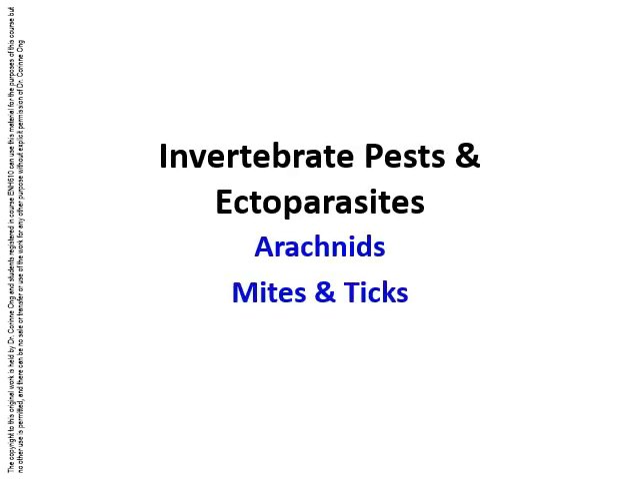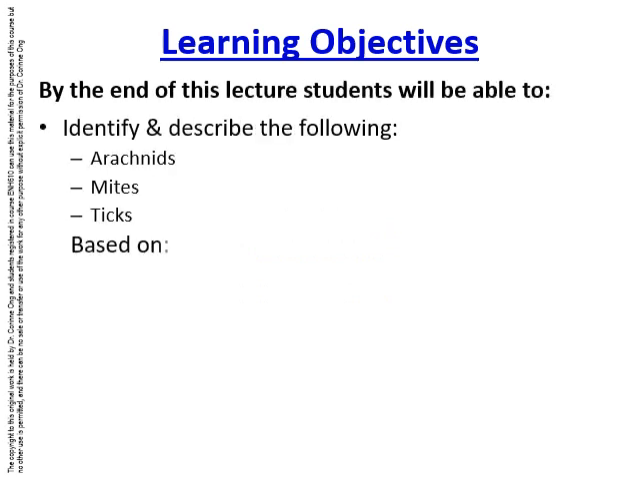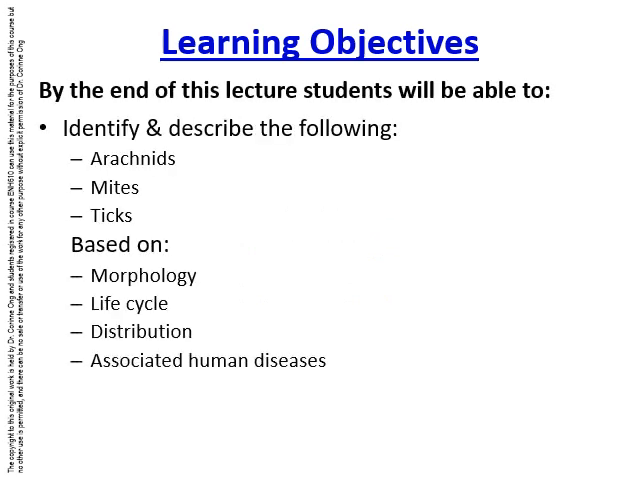For this lecture, we'll be looking at invertebrate pests and ectoparasites. These are the arachnids, such as mites and ticks. The learning objectives are to identify and describe arachnids, including mites and ticks, based on their morphology, their life cycle, distribution, associated human diseases, signs of infestation, and their control and prevention.